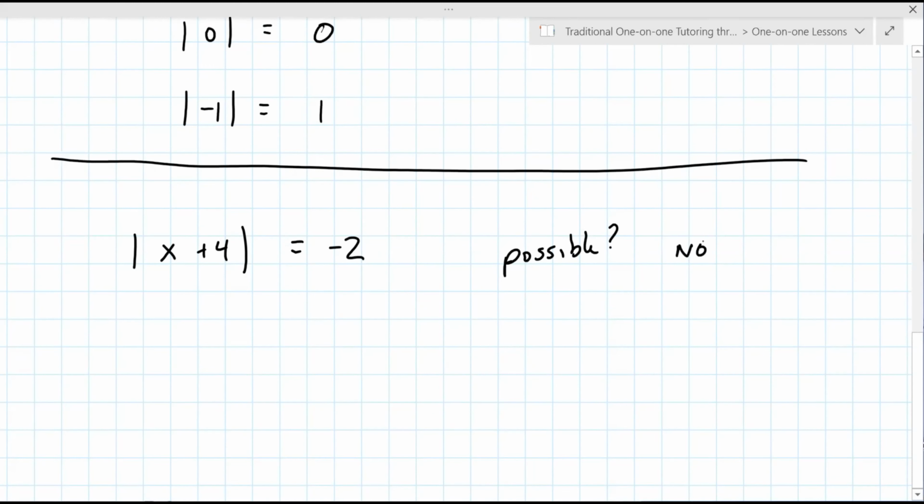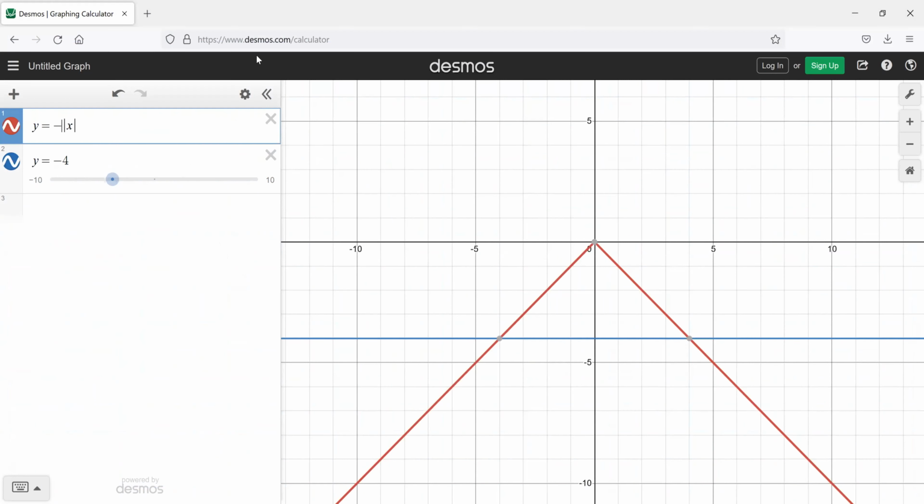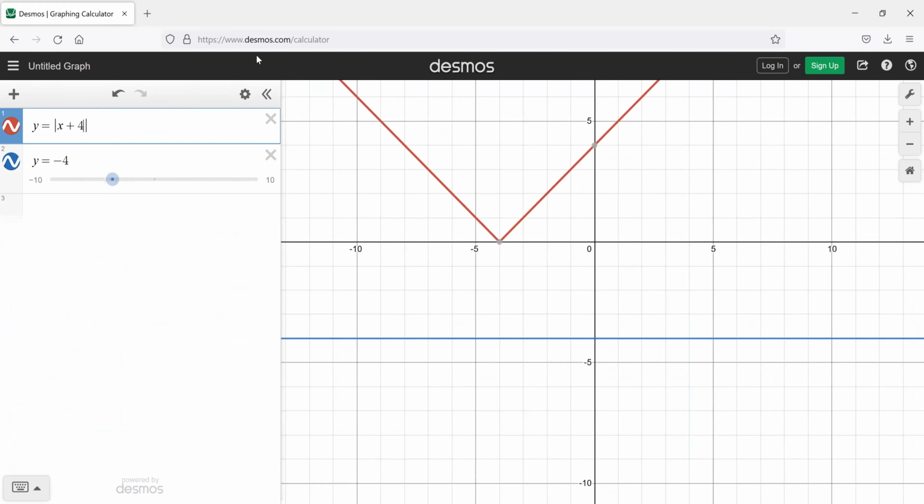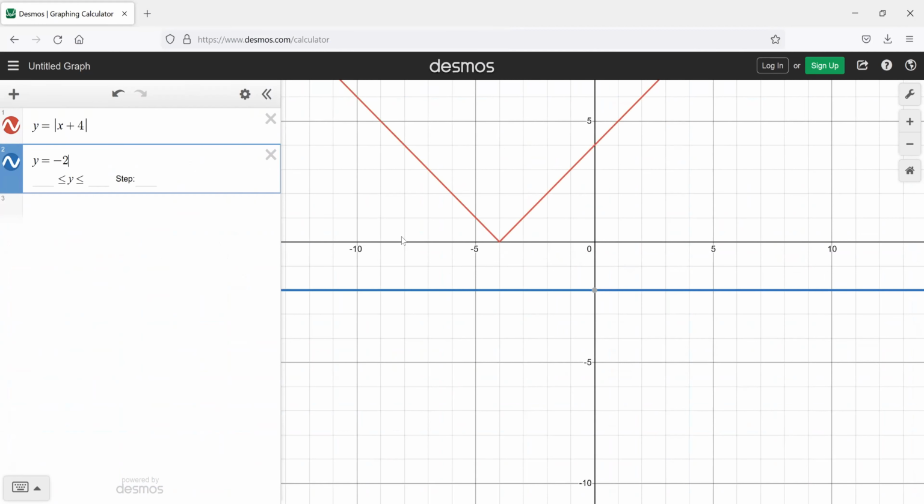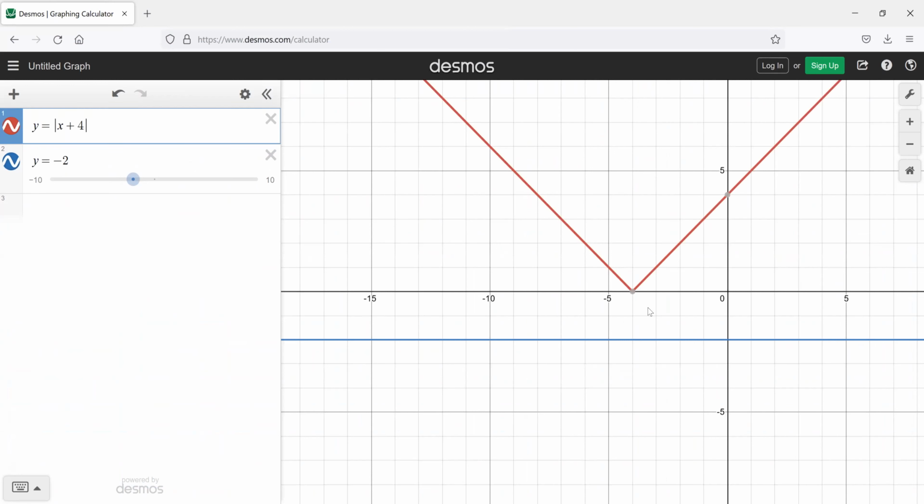I don't think so. No. Now let's go back to the other graph and let me show you why this is not possible. You're seeing my screen again, the graph of this? Yeah. Do these intersect? No, they don't. They do not. So there's no solution to this.